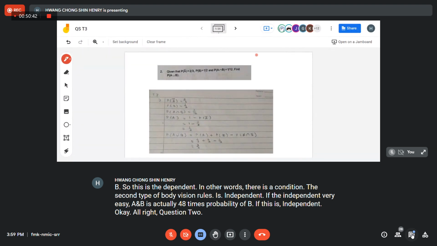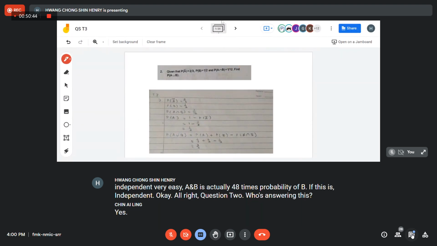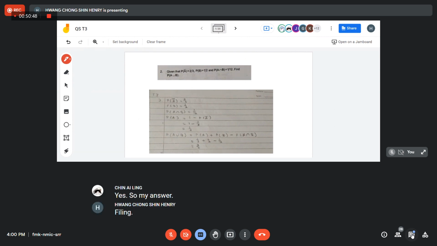Whose answer is this? Yes, sir, my answer. Eileen, okay, you can explain quickly. P(A bar) is 2/3, P(B) is a half, P(A and B) is 1/12.